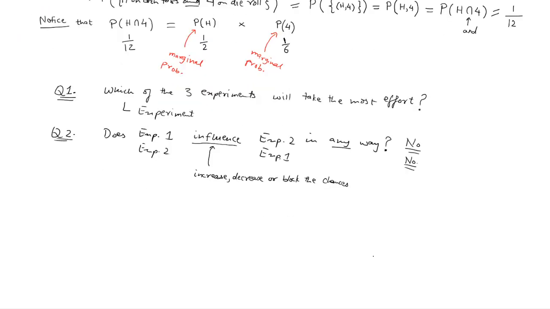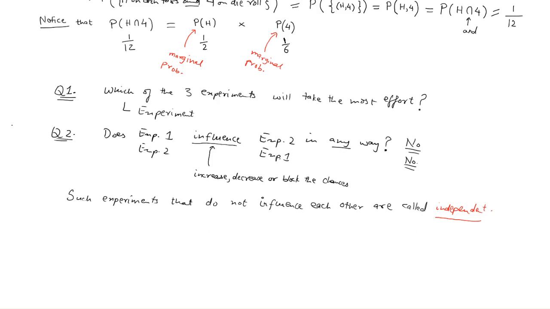Okay, great. So such experiments that do not influence each other in any way are called independent. So that's a new term that we've mentioned today.